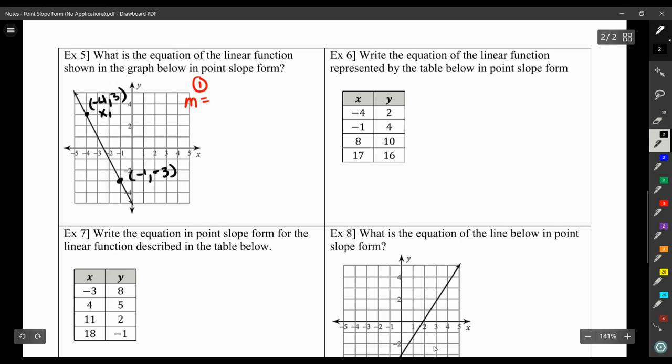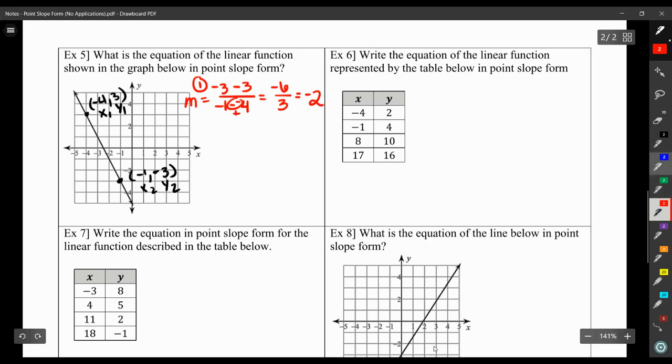So this can be x1, y1. This can be x2, y2. And let's go plug it in our formula. So negative 3 minus 3 over negative 1 minus a negative 4. So this is going to turn into a positive. Negative 3 minus 3 makes negative 6. Negative 1 plus 4 makes 3. And negative 6 divided by 3 makes negative 2. So there is our slope.